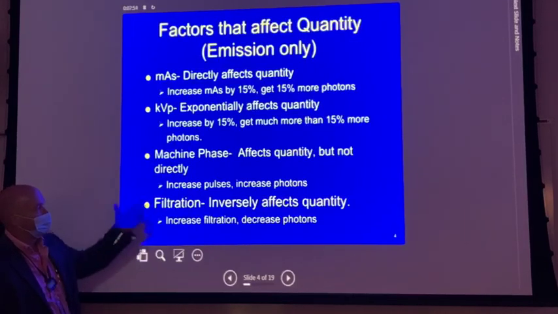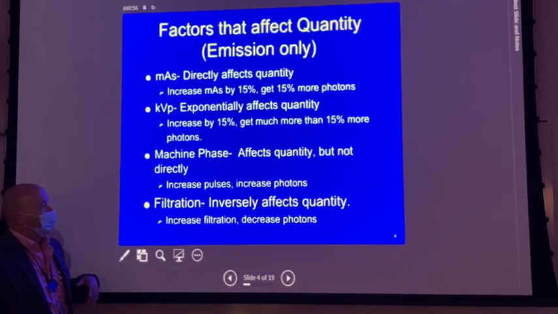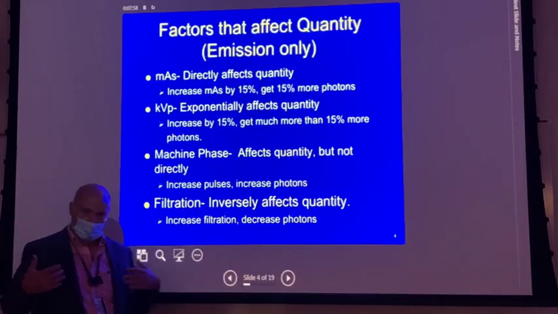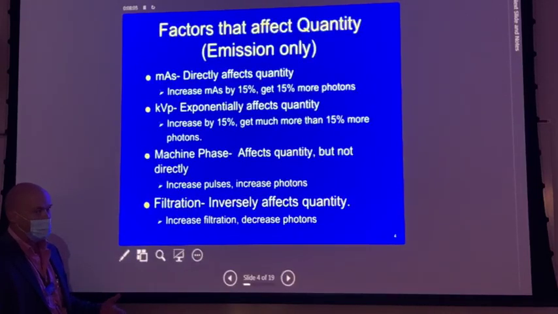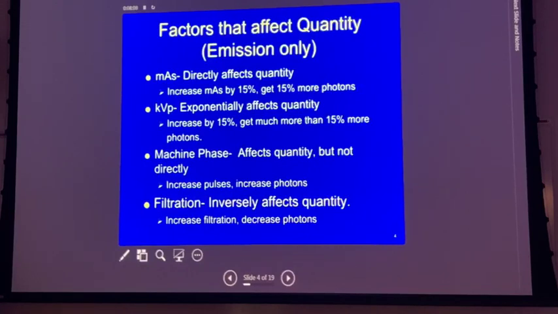So machine phase affects quantity. And it changes as you go from single phase to 3-phase. It increases your quantity, so it goes in the same direction, but it's not a 1-for-1 direct correlation between exposure and the number of photons that we get.